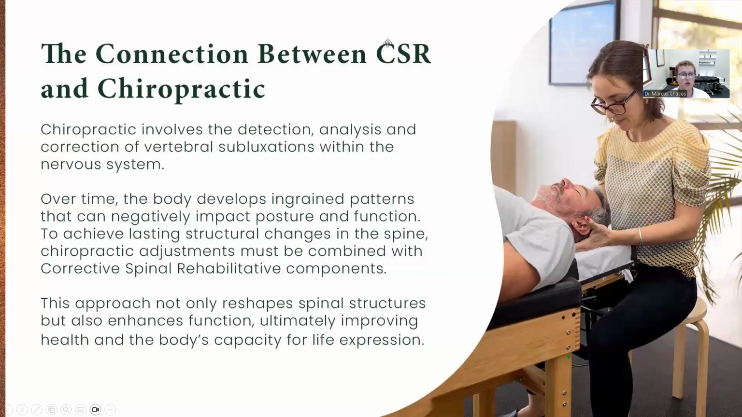The connection between CSR and chiropractic: chiropractic involves the detection, analysis, and correction of vertebral subluxations within the nervous system. Over time, the body develops ingrained patterns that can negatively impact posture and function. To achieve lasting structural changes in the spine, chiropractic adjustments must be combined with corrective spinal rehabilitation. This approach not only reshapes spinal structures, but also enhances function, ultimately improving health and the body's capacity for life expression.